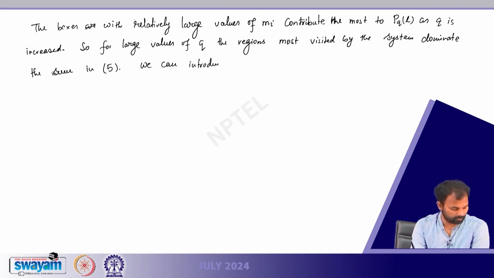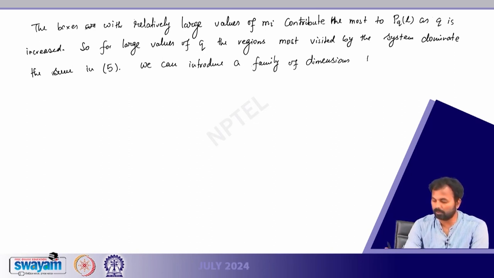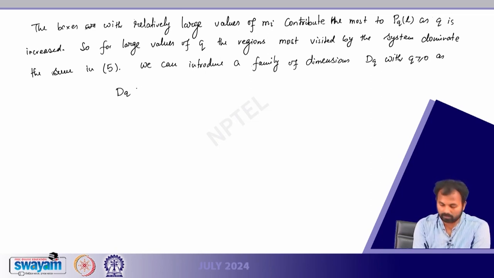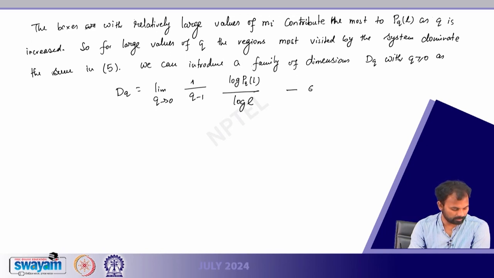And we may introduce a family of dimensions Dq, with q greater than or equal to 0, as Dq equals the limit as L tends to 0 of 1 by q minus 1 times log of PqL by log of L. This is equation number 6.